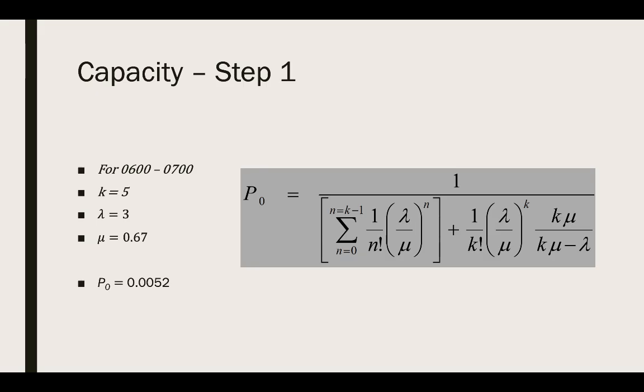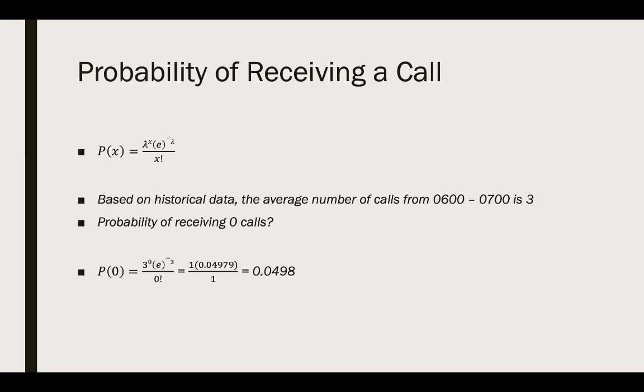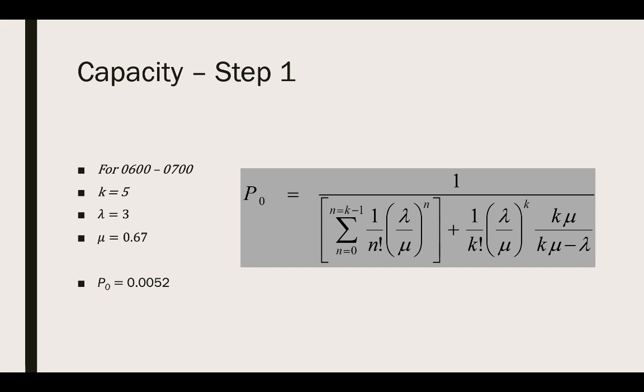That doesn't really jive with what we did earlier, when we said the probability of receiving a call between 6 a.m. and 7 a.m. with an average of 3 calls is just under 5%. So we've gone from 5% to 0.5%. Why is that? What the earlier calculation tells us is, between 6 a.m. and 7 a.m., the probability of us receiving 0 calls. This one here is the probability that all of our ambulances are fully available.